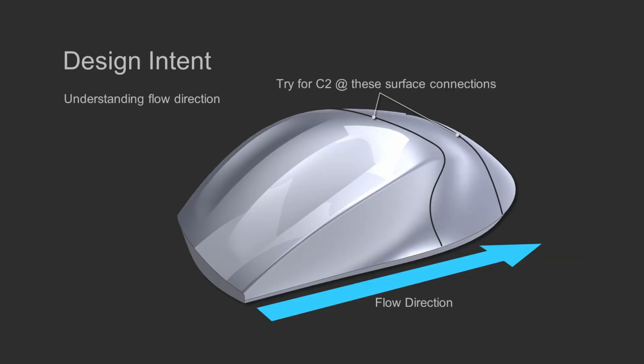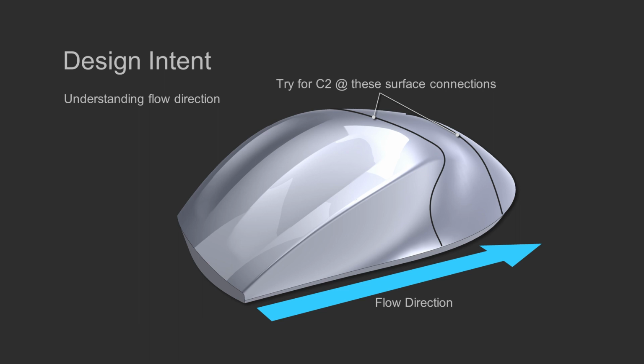So it's also important to really understand what are the important aspects of the completed design. And for a shape like this that is highly continuous, it's important to realize that most shapes like this have a flow of direction. And in this mouse, it's really from the front to the back. So we want to really make certain that our connection between surfaces in this direction are C2, or at least really strive to make them C2, so that visually we get that flow from front to rear of the mouse.